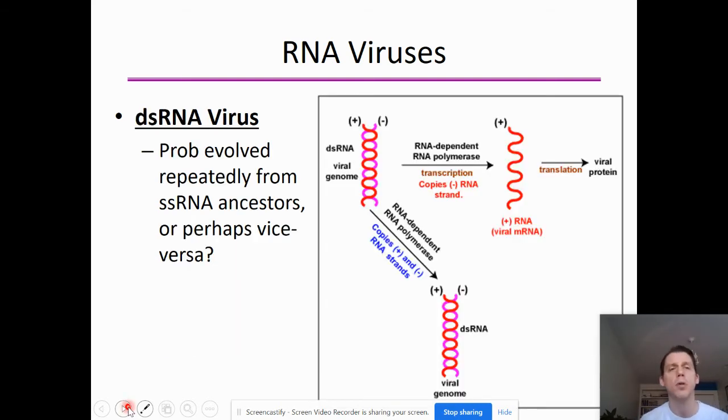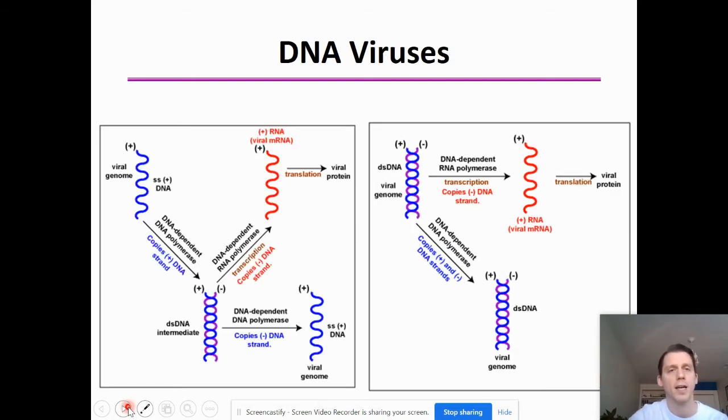All right, double-stranded RNA viruses could have evolved from single-stranded RNA, or perhaps the opposite is true. So again, this is another way of classifying viruses. And then we have DNA viruses. Some of the DNA viruses could be single-stranded or double-stranded. Either way, they're going to work in a very similar way.